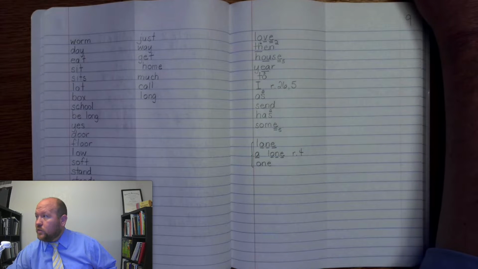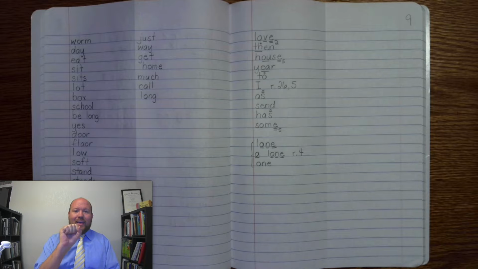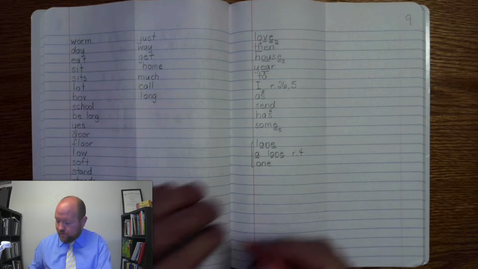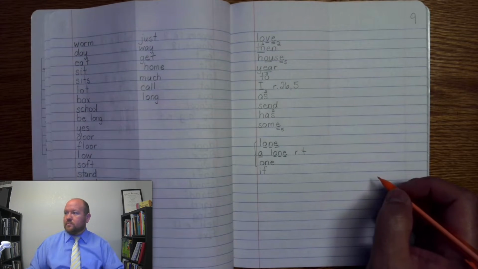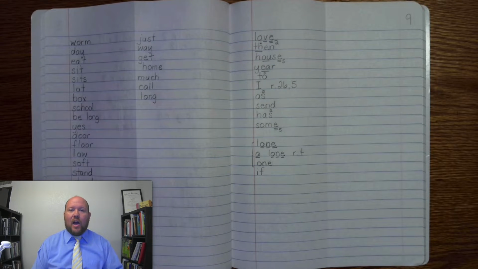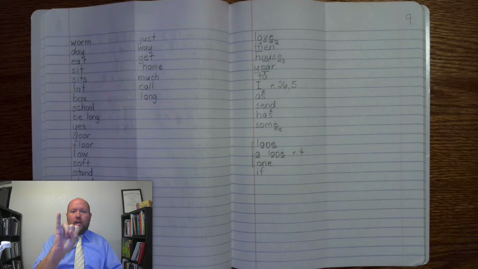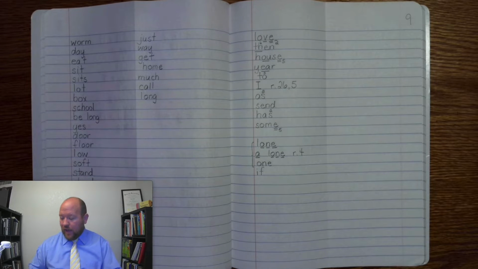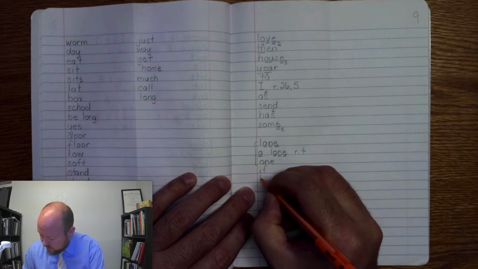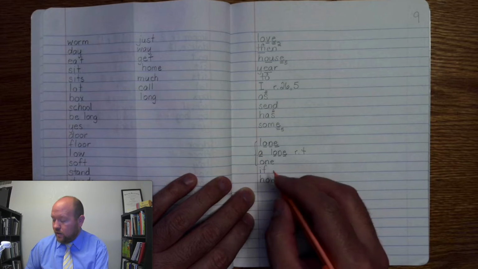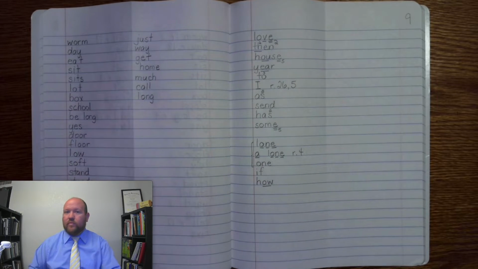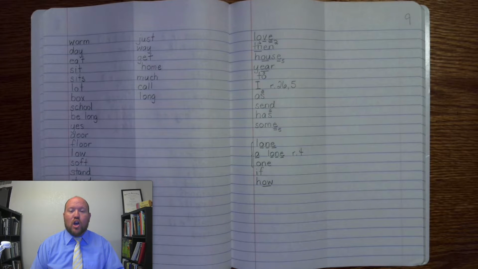All right, next word is the word if. If. Right, if. Next word is how. How are you? How. Ow. Okay, we're going to use our ow. Okay, how. Ow. Markings. Ow. Once.